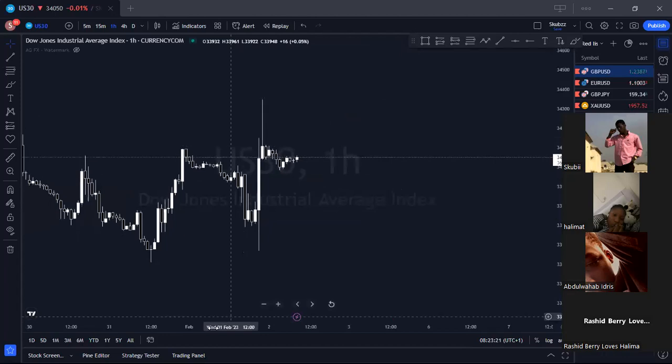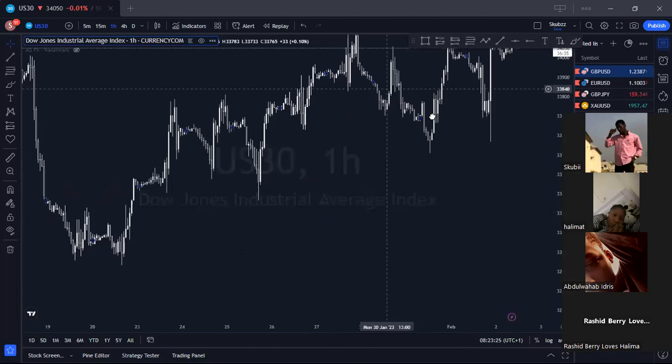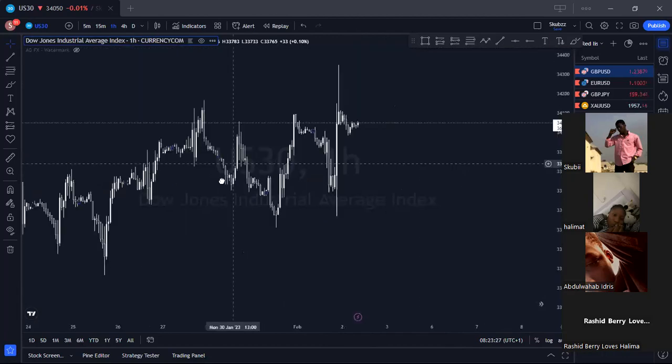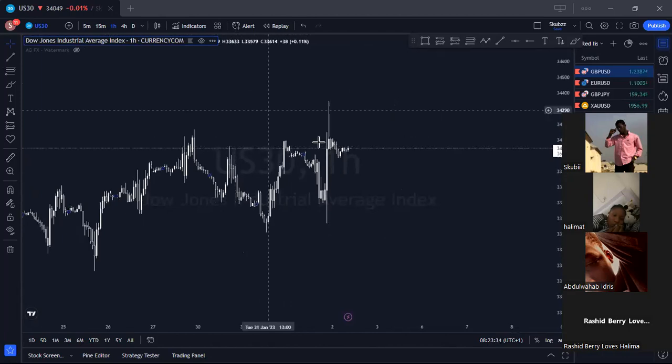Just look at this. What sort of price movement is this? Anyways, nothing on US 30. US 30 is Dow Jones.